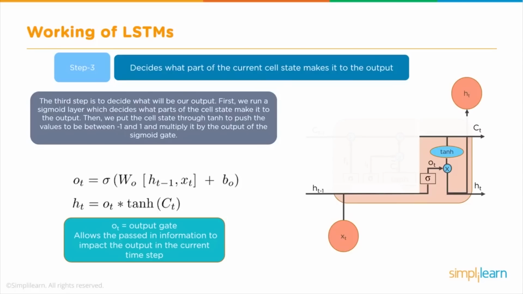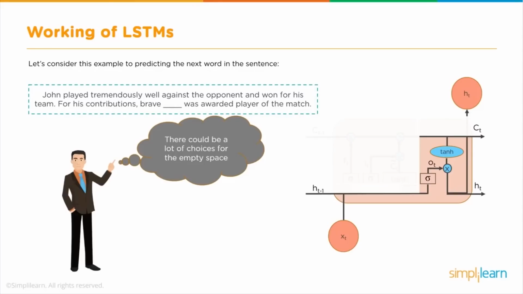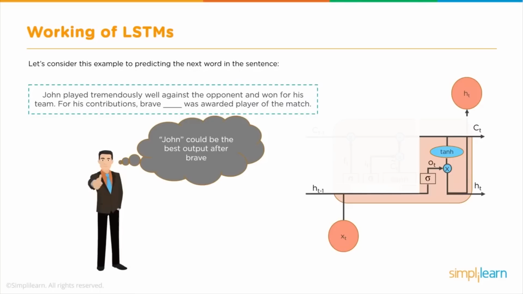So our o of t equals the output gate, allows the passed in information to impact the output in the current time step. Let's consider the example of predicting the next word in the sentence. John played tremendously well against the opponent and won for his team. For his contributions, Brave blank was awarded player of the match. There could be a lot of choices for the empty space. Current input, Brave, is an adjective. Adjectives describe a noun. John could be the best output after Brave. Thumbs up for John.